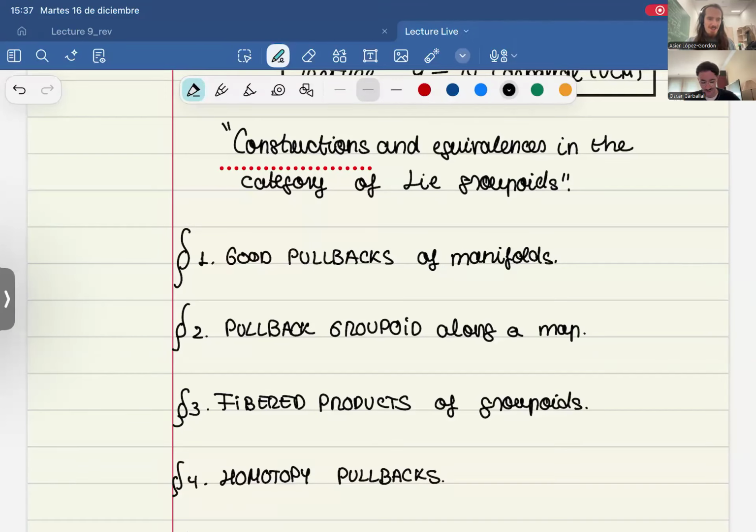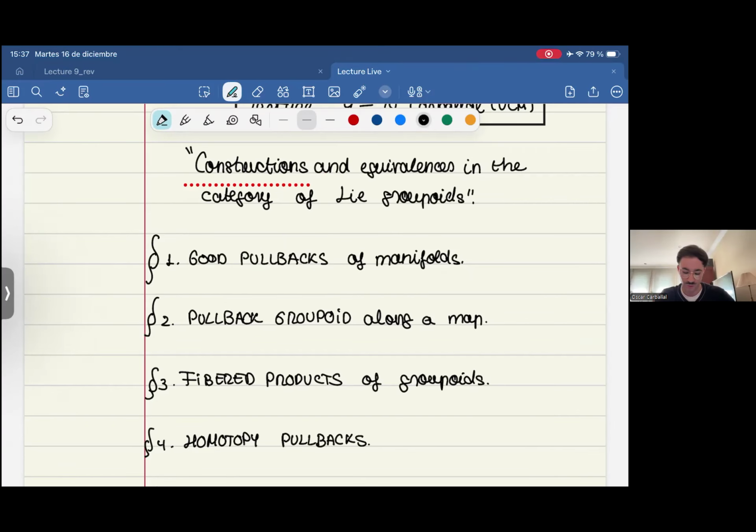Thank you, Sir, for the introduction. As Sir said, I'm going to talk about some constructions and a very precise notion of equivalence in the category of Lie groupoids. In this part, I will not follow Mackenzie's book, but some papers by Bursztyn, Matías del Hoyo, and also the book by Moerdijk and Mrčun.